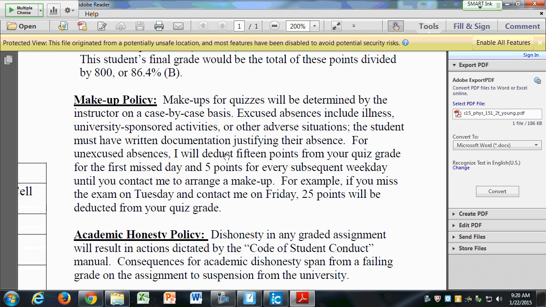Okay. Makeups for quizzes will be case by case. If you have an excused absence, then you can make it up as soon as possible. So please contact me as soon as possible. If you have an unexcused absence, you slept late, you didn't want to come, then you deduct 15 points from your grade. And then 5 points for every day until you contact me. So there's a penalty if you just miss it.